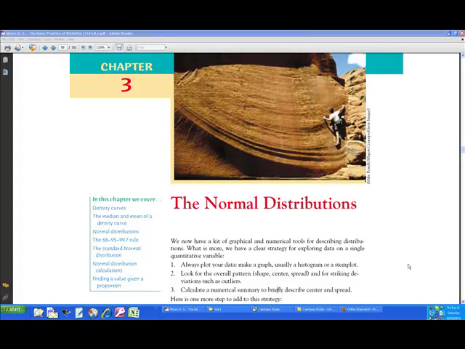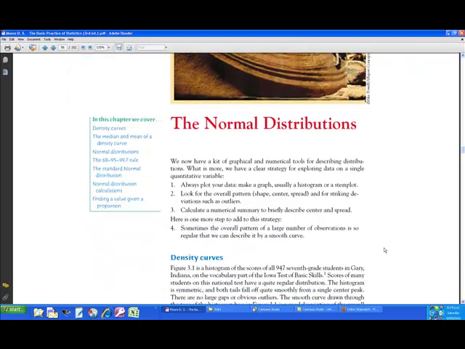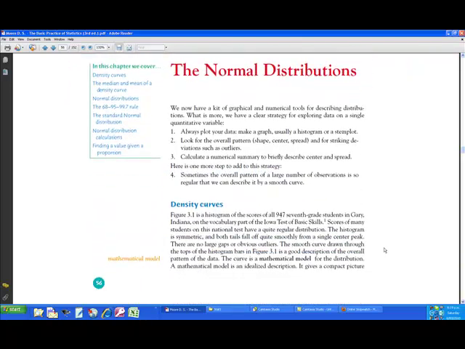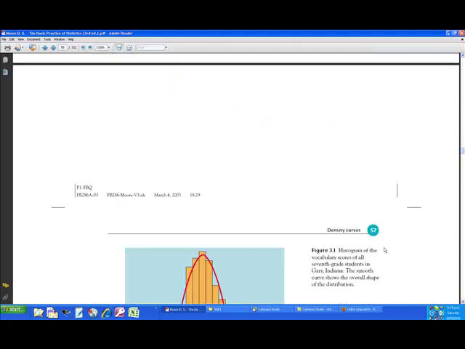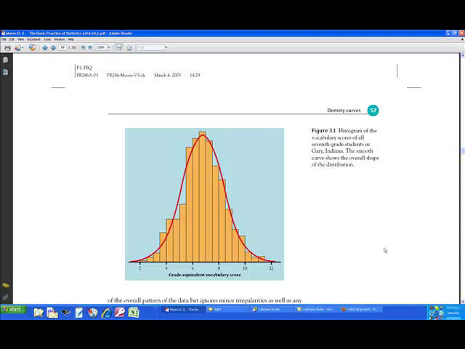So we talked about the notion of standard deviation. Now let's go back to talking about distributions. Remember, we're talking about the distribution for a particular variable. Let's look at this picture here. Histogram of vocabulary scores of all 7th grade students in Gary, Indiana. The smooth curve shows the overall shape of the distribution.